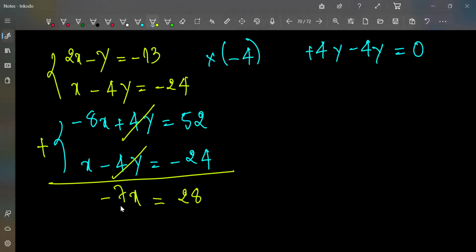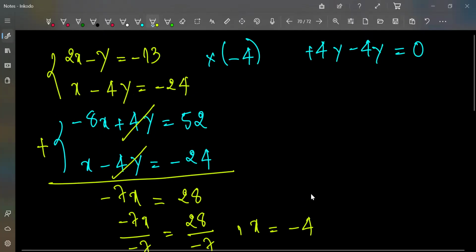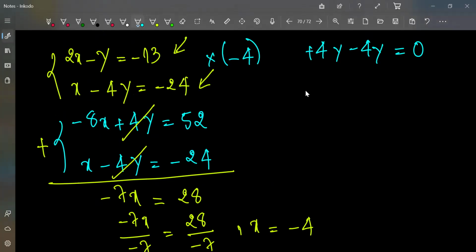After that, let's divide both sides by negative 7. So now we get x is equal to negative 4. Okay, so let's replace x equal to negative 4 into one of both equations. Okay, it means you can replace in this equation or this equation. Okay, so now I want to substitute x equal to negative 4 into the first equation.